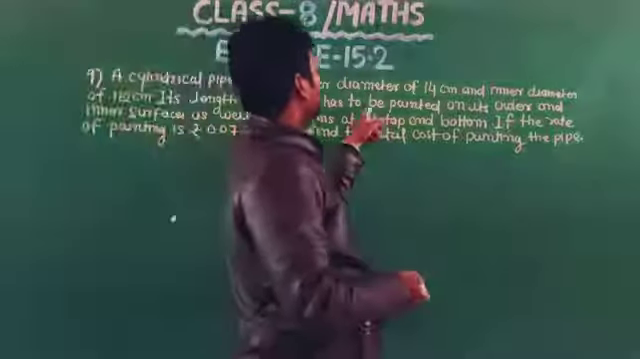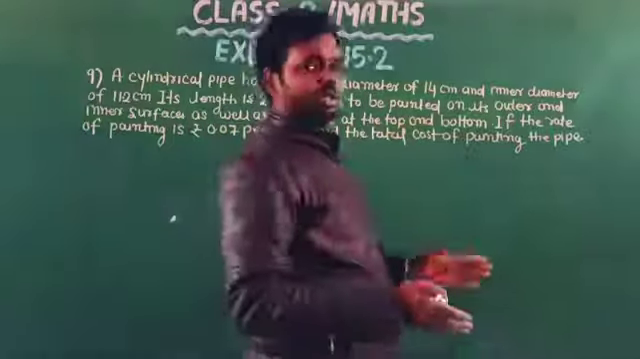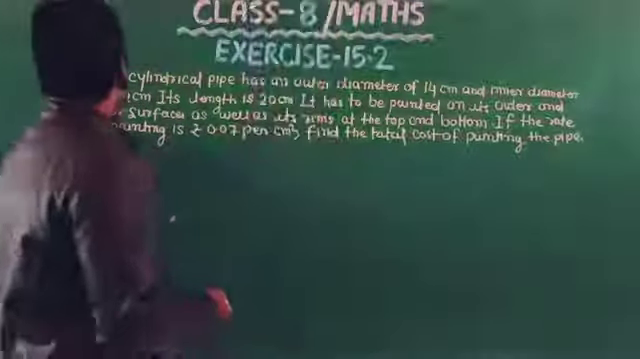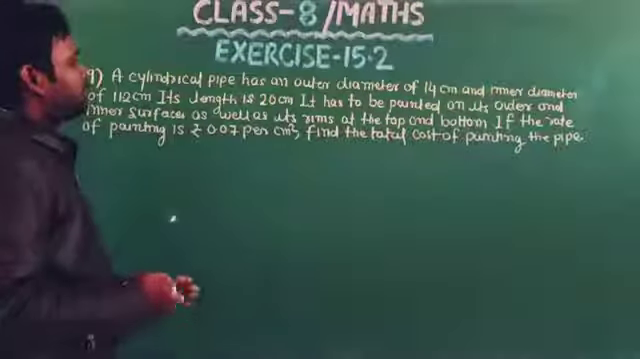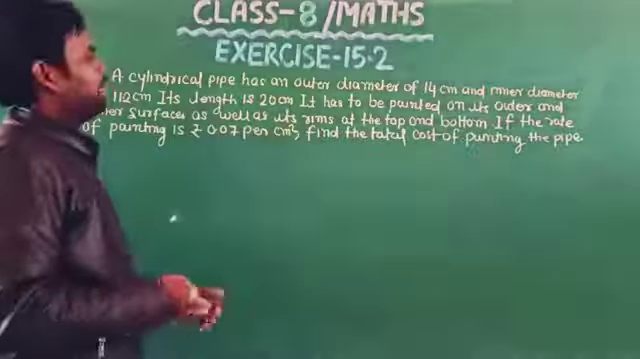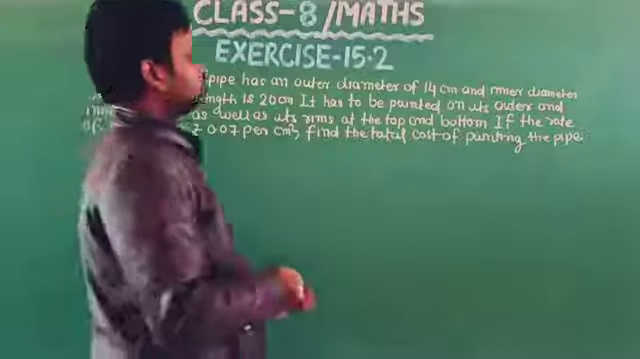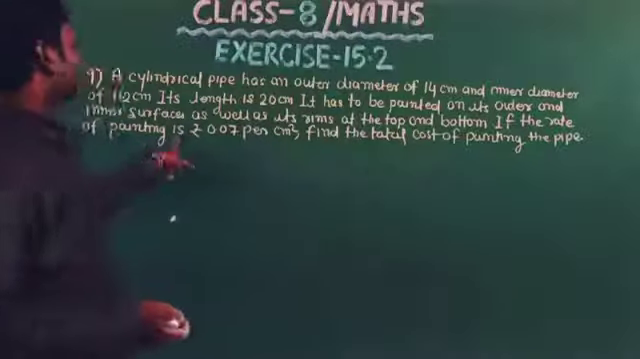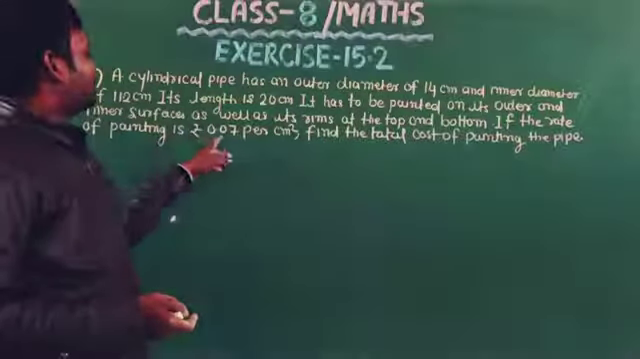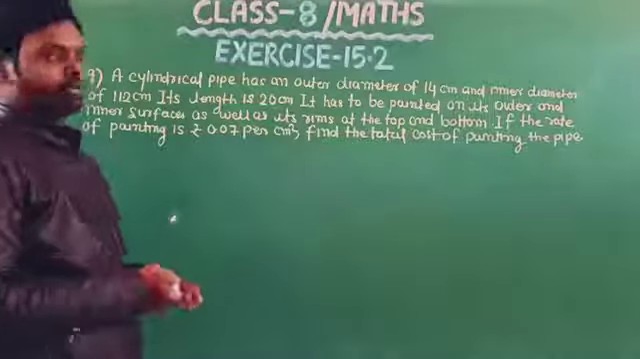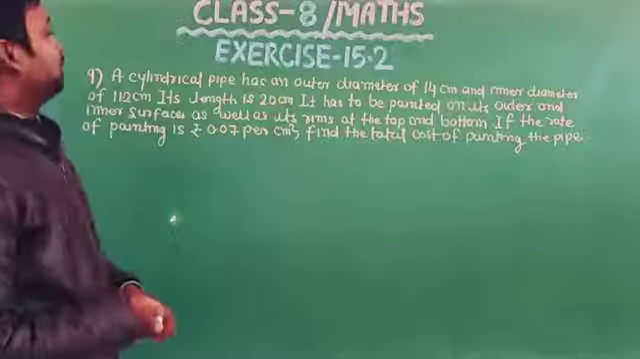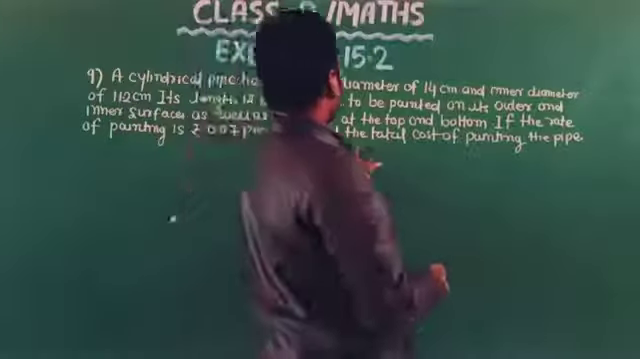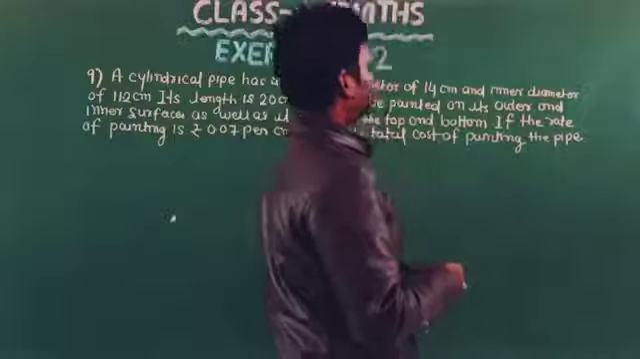It has to be painted on its outer and inner surface as well as its rim at the top and bottom. If the rate of painting is ₹0.07 per centimeter square, find the total cost of the painting.